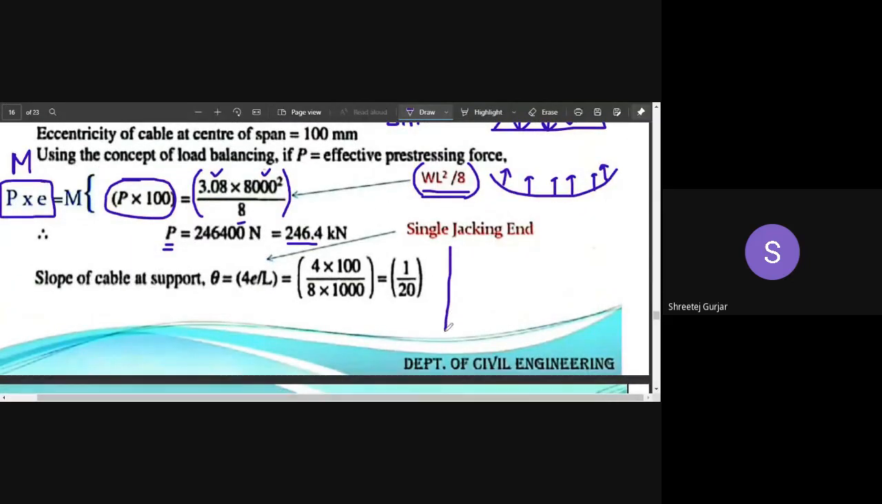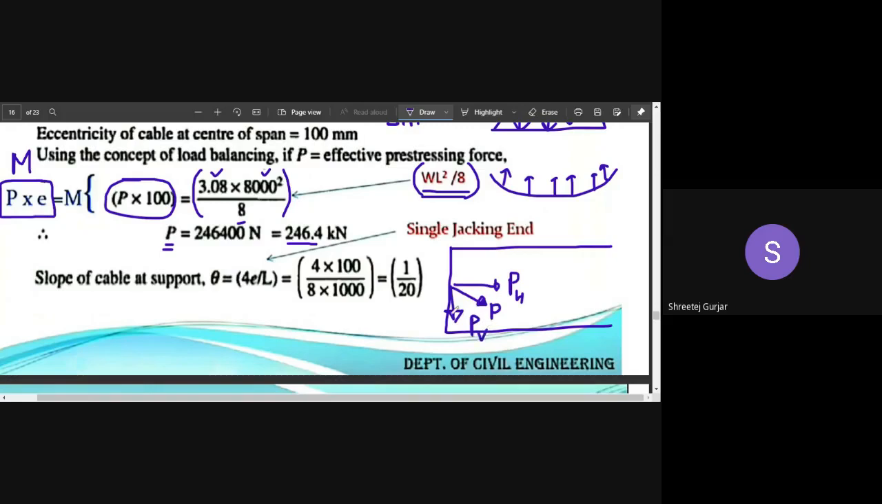So consider this as your beam at the left end. At the left end we have this parabolic cable which is going, and this cable has a pre-stressing force of P. This is your pre-stressing force P in the cable, and this is the horizontal component of this particular force, PH, and this is the vertical component, PV.